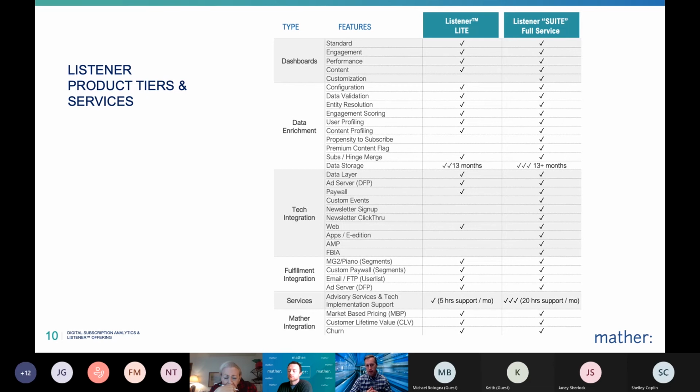You can see we integrate to different technologies that Arvid mentioned as data sources, but then also tertiary systems, fulfillment integration systems that we're talking about, like your paywall or your email platform. We have levels of professional services, and then we also do the services that we are known for, which is market-based pricing, our renewal pricing optimization service, our customer lifetime value, and then our churn or retention campaigns. So these are the two flavors of Listener.